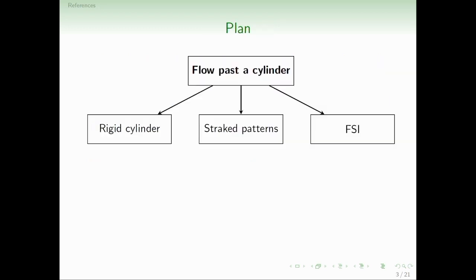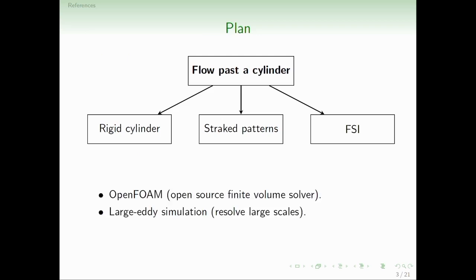So first off, if we want to study the flow past a cylinder, we could look at different effects, maybe a rigid cylinder or some vortex suppression devices on the cylinder, or also fluid structure interaction. But to take it back one step, I'll be using OpenFOAM here and modelling with large eddy simulation. So I'm resolving the larger scales, and I'm modelling the smaller scales. And how can we prescribe this turbulence at the inlet?